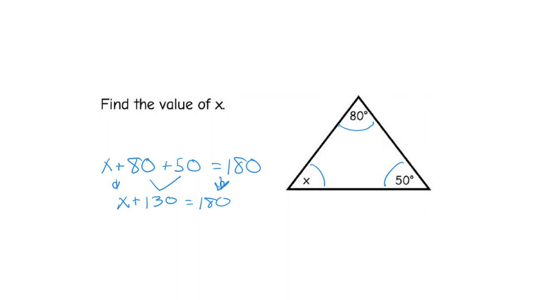Okay, now I have plus 130. I want to get x by itself, so I'm going to subtract 130 from this side, subtract 130 from this side, and that will leave me with 50. X equals 50.